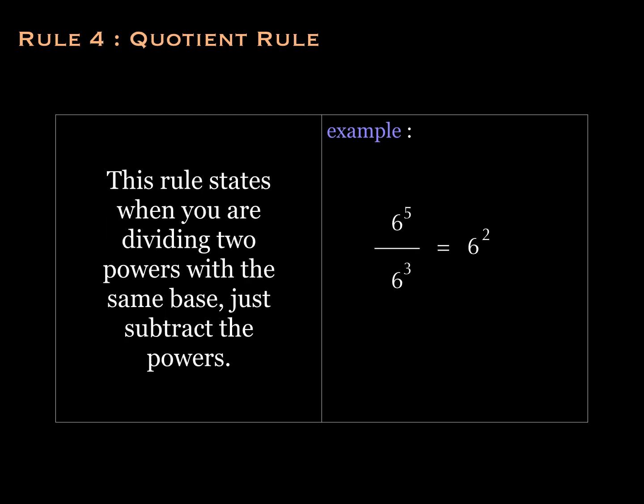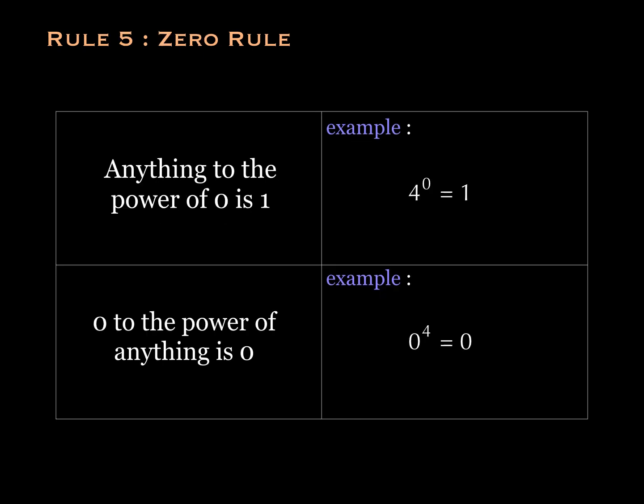Rule 4. Quotient rule. This rule states when you are dividing two powers with the same base, just subtract the powers. For example, 6 to the power of 5 divided by 6 to the power of 3 equals 6 to the power of 2, because 5 minus 3 equals 2.